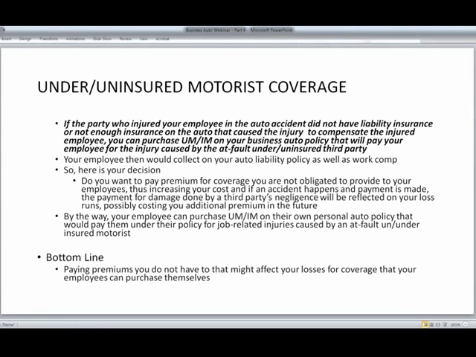Oh, by the way, your employee can purchase an UIM on their own personal auto policy that would pay them under their policy for the job-related injuries. So do you want to buy something here? Paying premium you do not have to might affect your losses for coverage that your employee can purchase. I'm not talking about the physical damage part of an UIM. I'm only talking about injuries to employees.